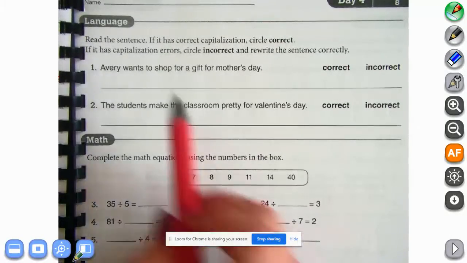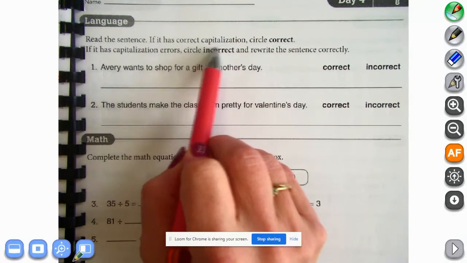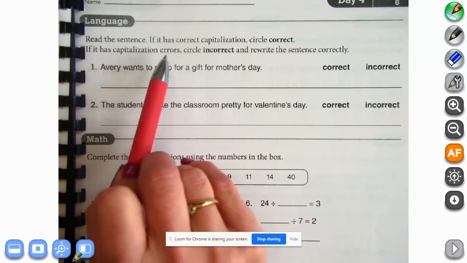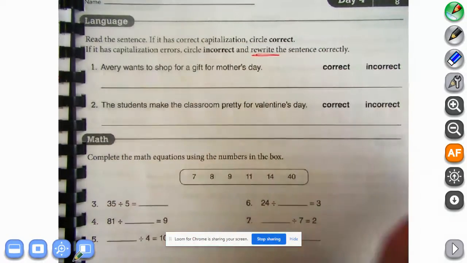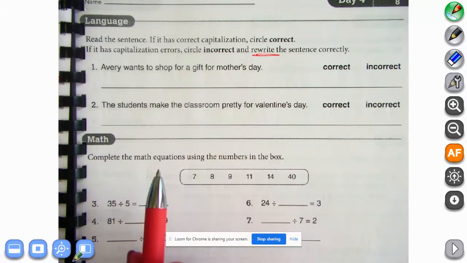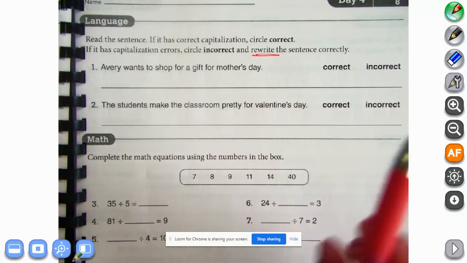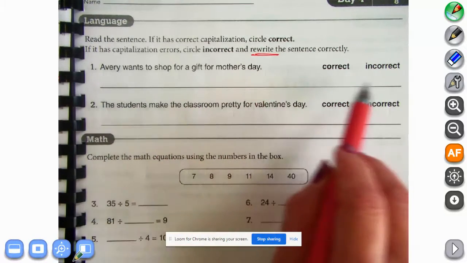It says, read the sentence. If it has correct capitalization, circle correct. If it has capitalization errors, circle incorrect and rewrite the sentence correctly. Okay? So we're going to read through the sentence, and if every word that should have a capital letter is capitalized, you're going to circle correct. But if it is not correct, you're going to circle incorrect, and you're going to rewrite it correctly.